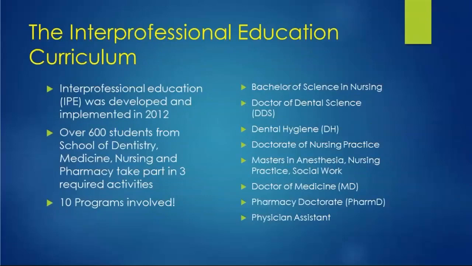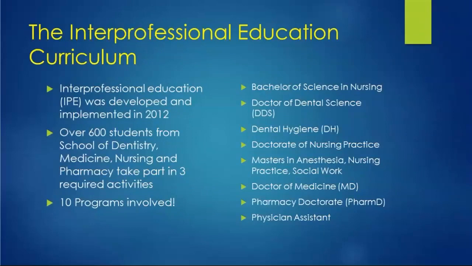There's a lot of words. I'm a visual learner, but what I want to stress is that we've been doing interprofessional education since about 2012, so we are circling around on 7 years. Each year, it's 600 students, and that's from our 4 professional schools that I mentioned, including social work on the main campus. And there are 10 programs that are involved. If you're interested in knowing those degree programs, they're listed on the right there.